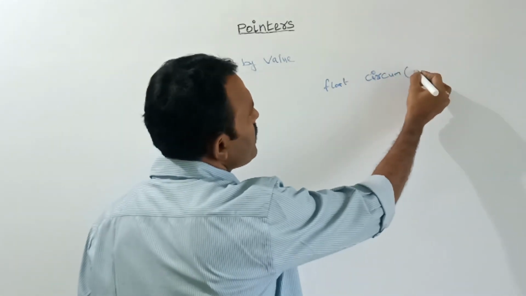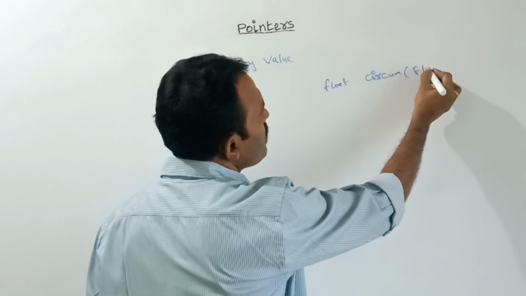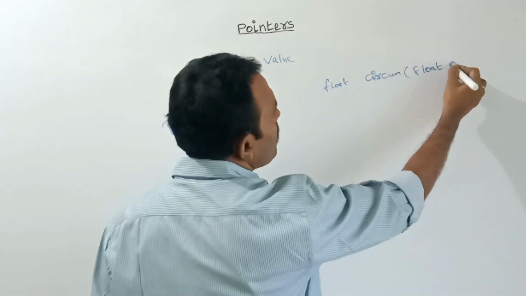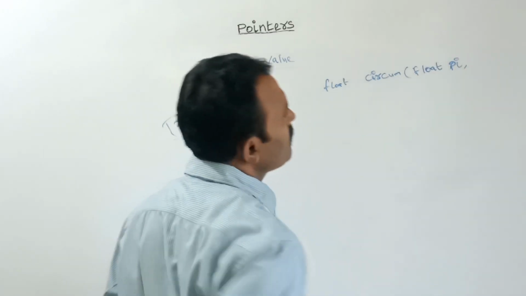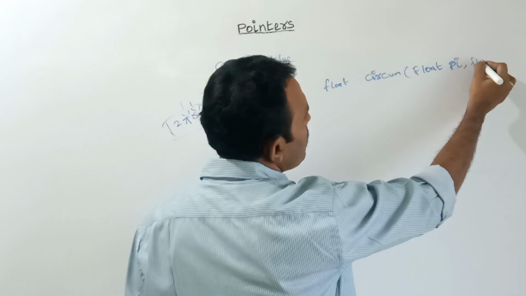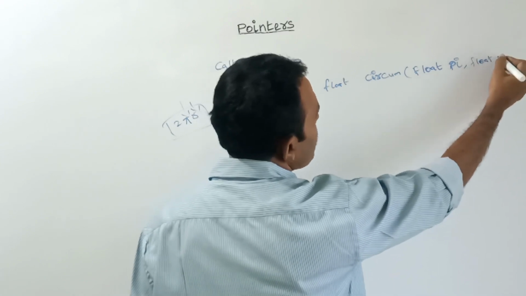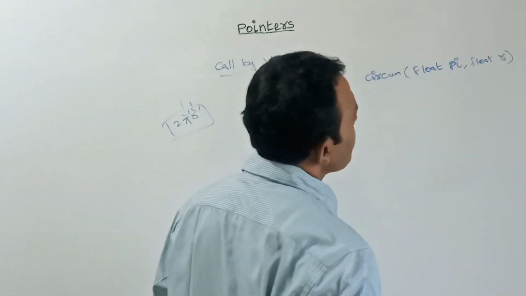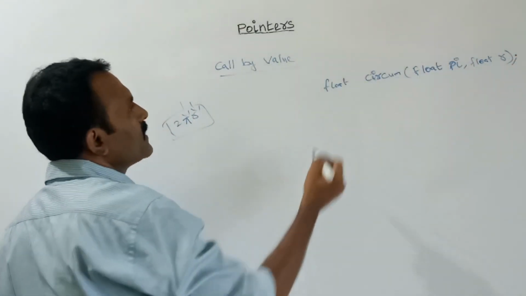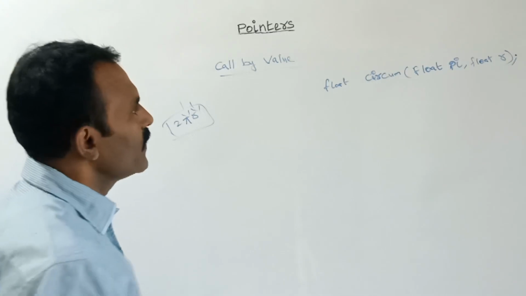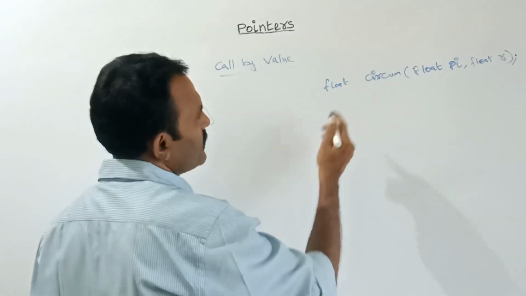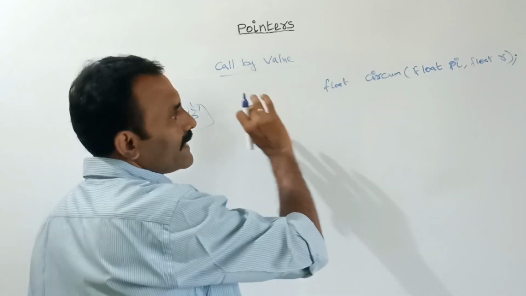Inside, I am passing two variables. First we pass the pi value, for that I am declaring a variable named pi. Next, for radius, also a float data type, I am giving it as r. So we are passing two values, and both are floating type values. This is the function declaration part.